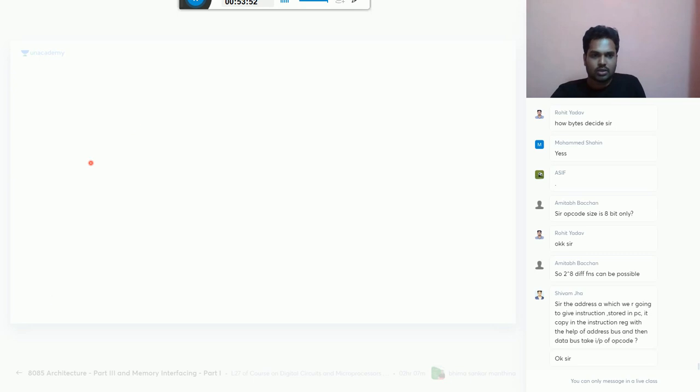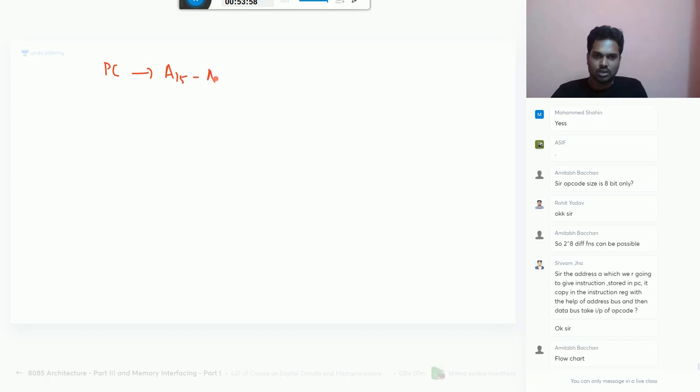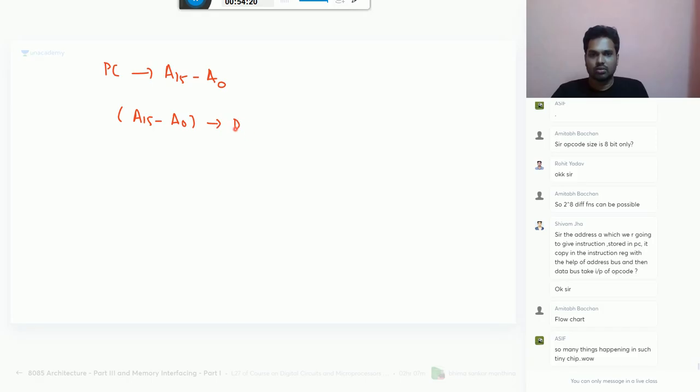So the program counter will be given to the address bus. Then from there, these contents will be copied into the data bus. Generally, we keep brackets to show that the contents of this location are copied to the data bus. Then from the data bus, it will go to IR.